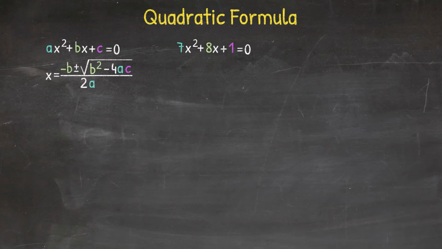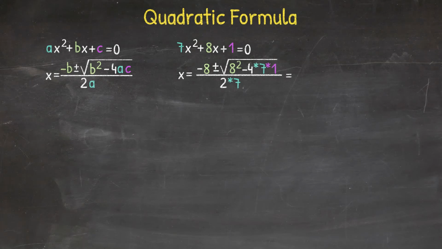Let's assume that we're stubborn enough to remember this formula and bring it with us into the test room. So facing this quadratic equation, let's go and solve for it. Our x would equal minus 8 plus minus the square root of 8 squared minus 4 times 7 times 1, divided by 2 times 7.